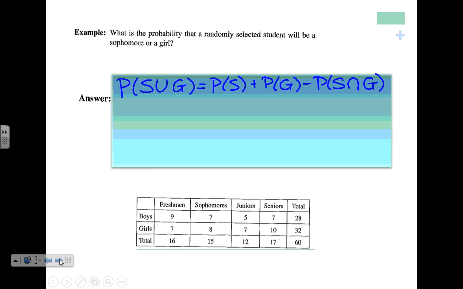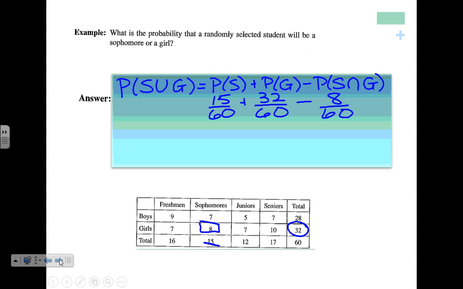So if we look at our chart, the probability of being a sophomore we already found is 15 over 60. The probability of being a girl, well, we look along our chart, the total number of girls is 32 over the grand total of 60, minus what they have in common. See, right now we're counting this 8 twice. We're counting it as part of the total number of sophomores and the total number of girls. So that's why we have to subtract out one case, 8 over 60.